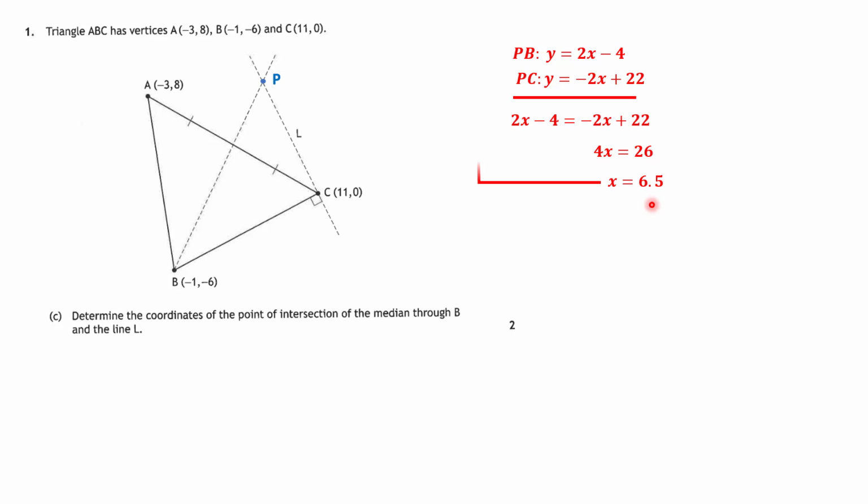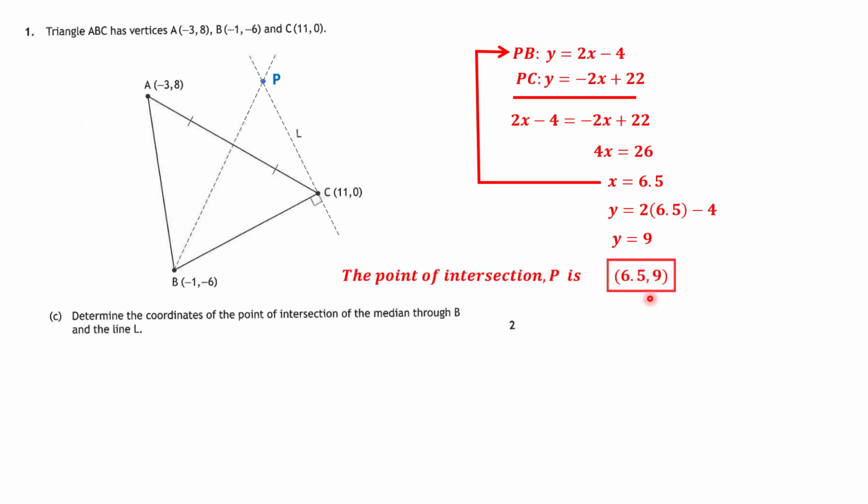We want to find y now, so we just go back to the first equation. That's probably the easiest one. So we then say y equals 2 times 6.5 take away 4. That's 13 take away 4, so we get 9. So we've now got the point of intersection. The point of intersection of these lines is (6.5, 9), and that's worth 2 marks.